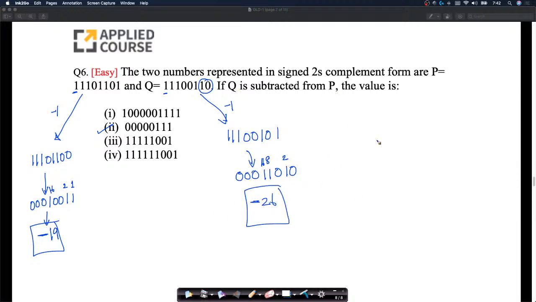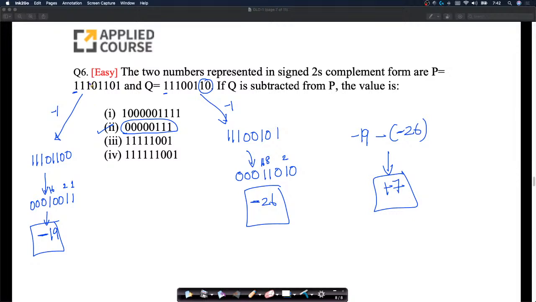So it says Q is subtracted from P. So minus 19 minus 26. Let's just do this math in decimal, right? So we know that this is equal to plus 7, right? And we know what is the representation of 7, right? The representation of 7 is this. That's all is the answer, right? This is one of the ways of solving it.